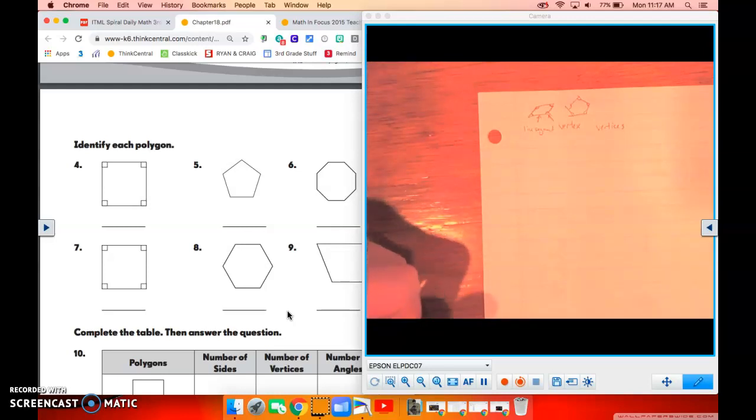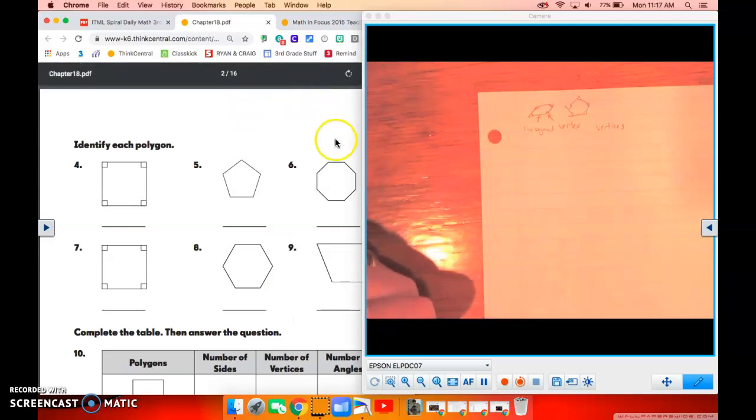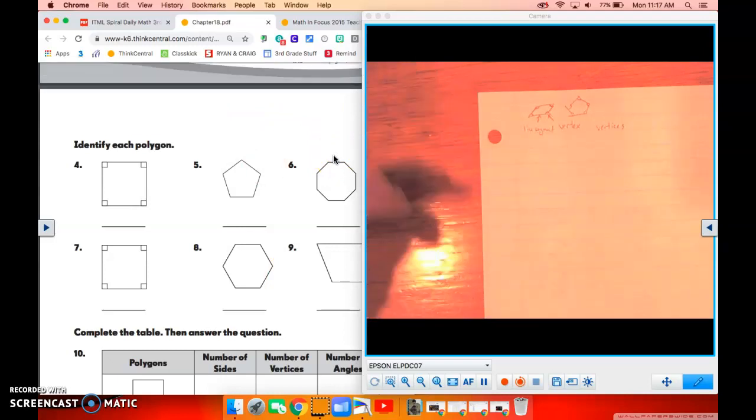6 has 1, 2, 3, 4, 5, 6, 7, 8 sides, so it's an octagon, kind of like an octopus has 8 arms. Well, this has 8 sides. Number 7 we said is a square. Number 8, that is the hexagon. 6-sided, hexa. So that's your 6-sided shape there. And we have the last one. That's the old red trapezoid here.